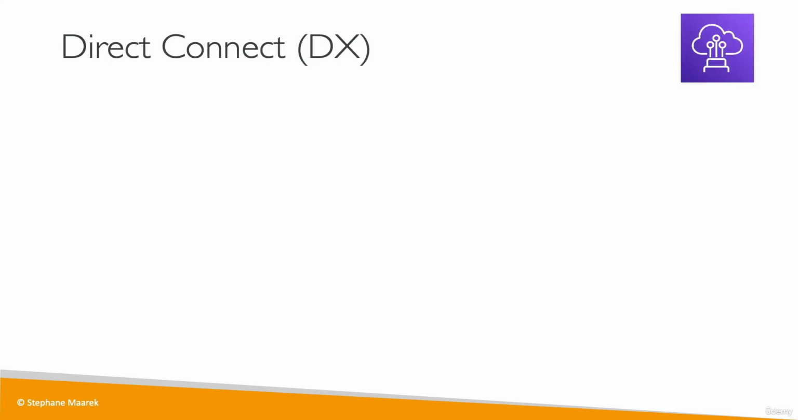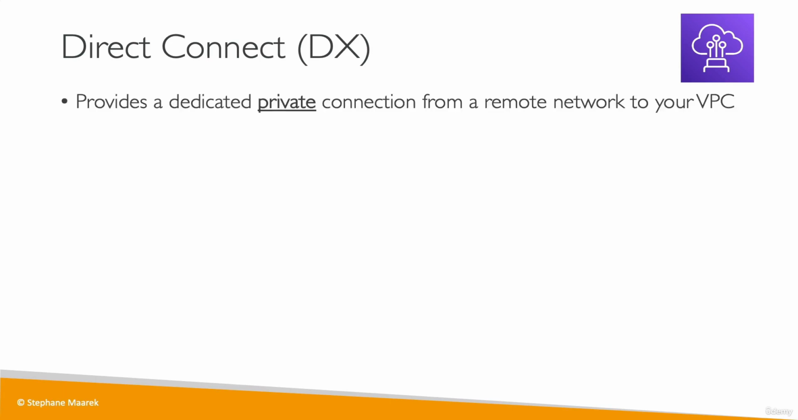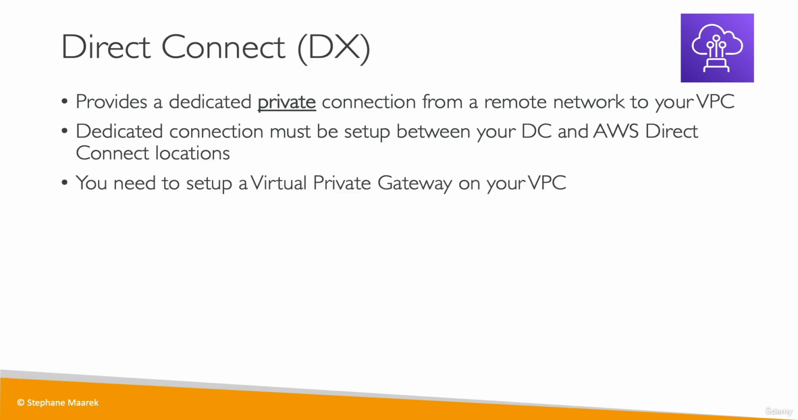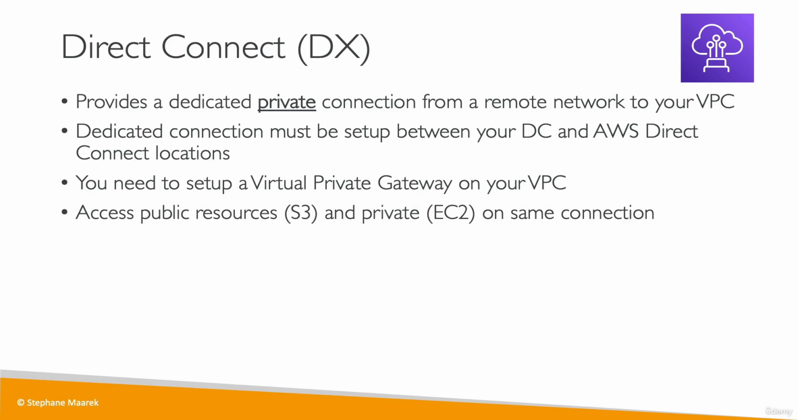Now let's talk about Direct Connect. And you may also see it as DX in the exam. So it provides a dedicated private connection from a remote network into your VPC. So you need to set up that dedicated connection, and it is using an AWS Direct Connect location. You also need to set up a virtual private gateway on your VPC side to make the connectivity between your on-premises data center and AWS. The idea is that on the same connection, you can access both public resources such as Amazon S3 and private resources such as EC2 instances using the public VIF and the private VIF.